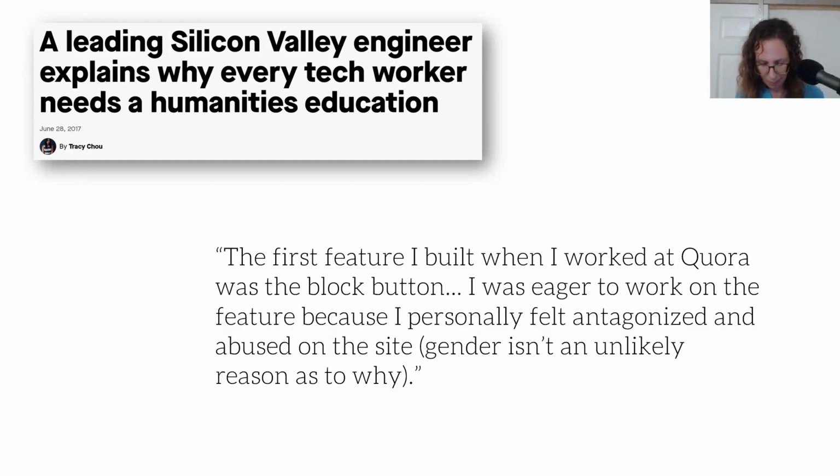A positive example of what diversity can help with: in a post, Tracy Chow, who was an early engineer at Quora and later at Pinterest, wrote that the first feature she built when she worked at Quora, where I think she was one of the first 5 employees, was the block button. I was eager to work on the feature because I personally felt antagonized and abused on the site. And she goes on to say that if she hadn't been there, they might not have added the block button as soon. So that's a direct example of how having a diverse team can help.